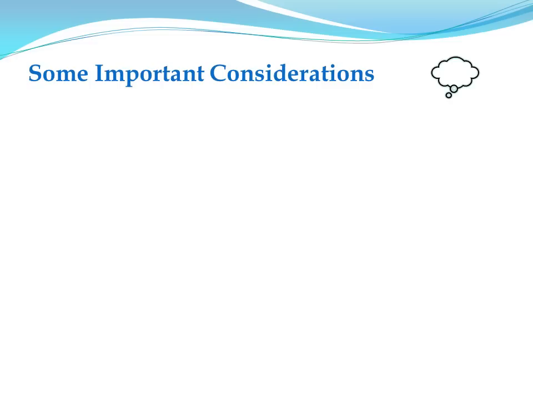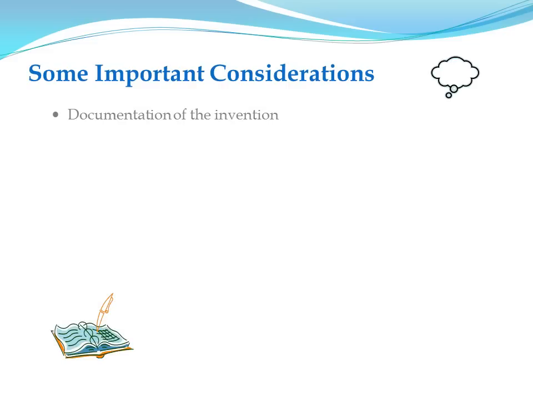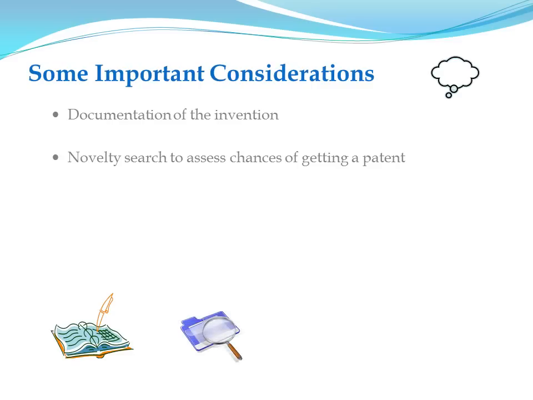Once the reason for filing for a patent is ascertained, there are some important considerations that need to be taken care of before you file for a patent. The first and the foremost consideration is documentation of the invention, highlighting the novel elements compared to the existing knowledge, the existing technical difficulty, and the solution proposed by you in detail.